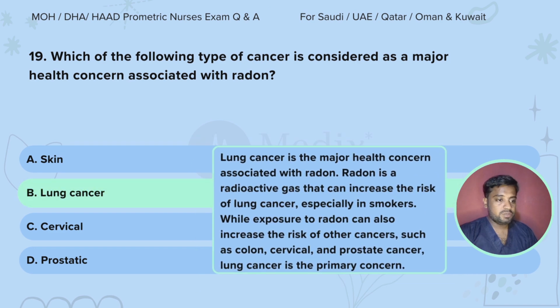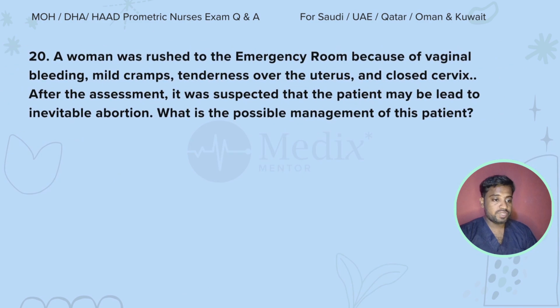The correct answer is B. Lung cancer is a major health concern associated with radon. Radon is a radioactive gas that can increase the risk of lung cancer, especially in smokers, while exposure to radon can also increase the risk of cancers such as colon, cervical, or prostate cancer. Lung cancer is a primary concern. Now let's begin question number 20.